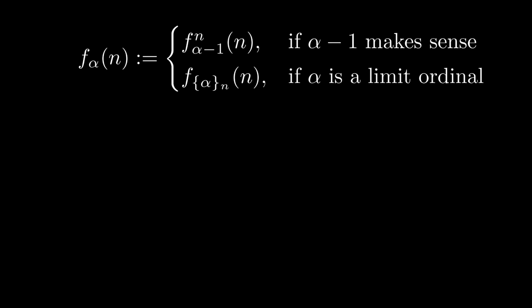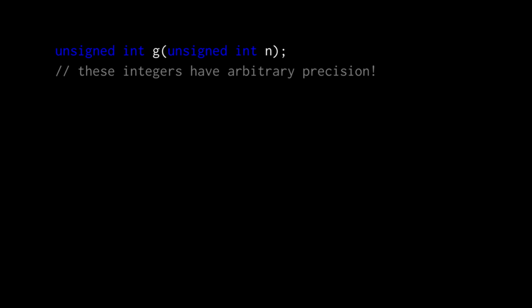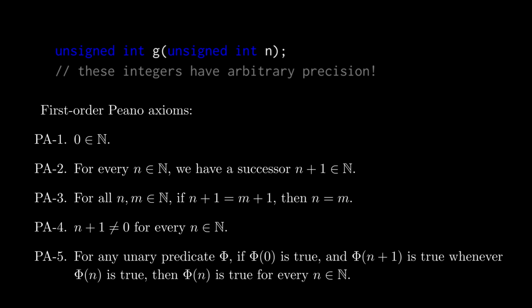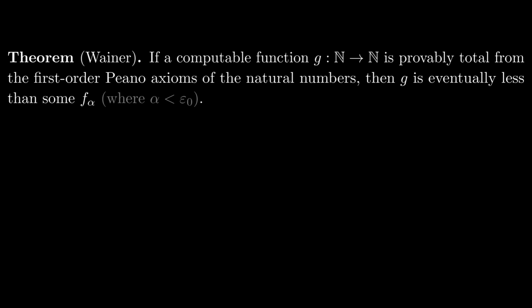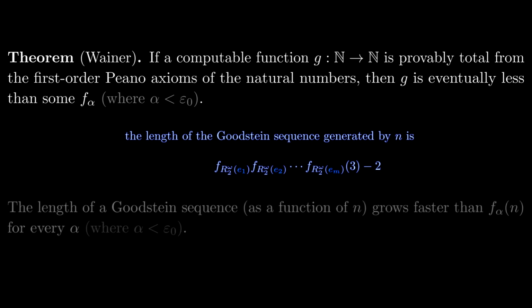These fast-growing functions are not just fast, they're really fast. In fact, if you program some function g and you use these rules below to prove that your function must terminate on every input n, then it is inevitable that your function will grow slower than some functions in this fast-growing hierarchy. On the other hand, we just proved that the length of a Goodstein sequence is calculated by iteratively applying these fast-growing functions. This means that the length of a Goodstein sequence, as a function of n, grows faster than f alpha of n for every ordinal alpha.